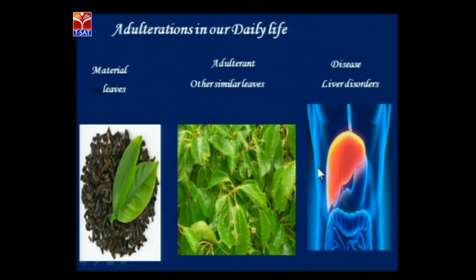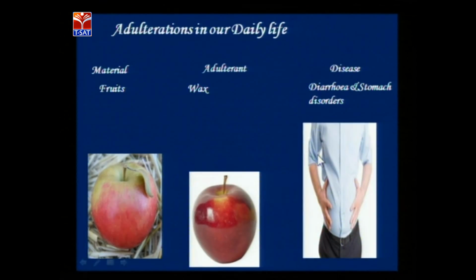Next, look at this slide. And our tea leaves. Here, these are the tea leaves. These are cassia leaves. These are other materials similar to tea leaves. Sometimes these other leaves are mixed with tea leaves, practicing adulteration. If you take these adulterated tea leaves, you will suffer with liver disorders like this.